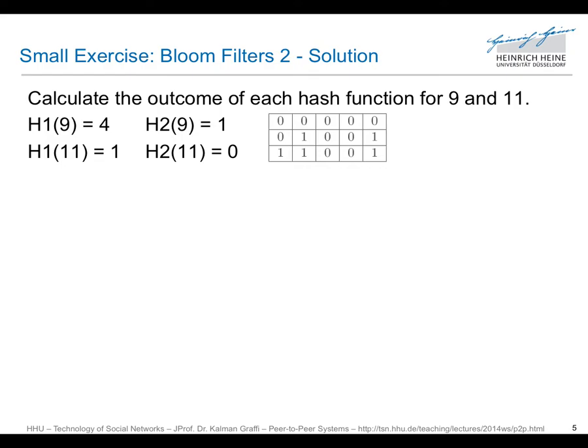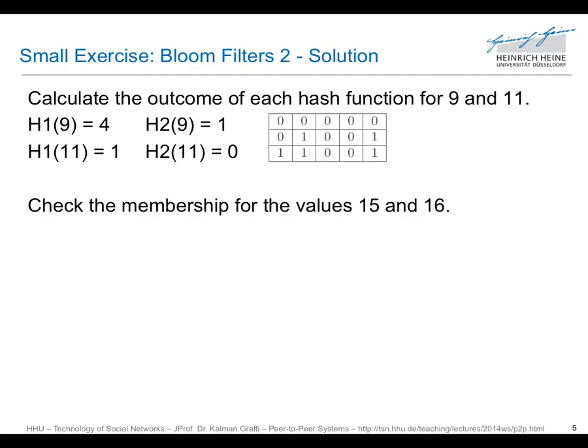So ideally, in order to not have too much redundancy, these hash arrays are quite large, at least 160 bits, that would be good. And now we want to check the membership of 15 and 16. So what kind of information do we get?